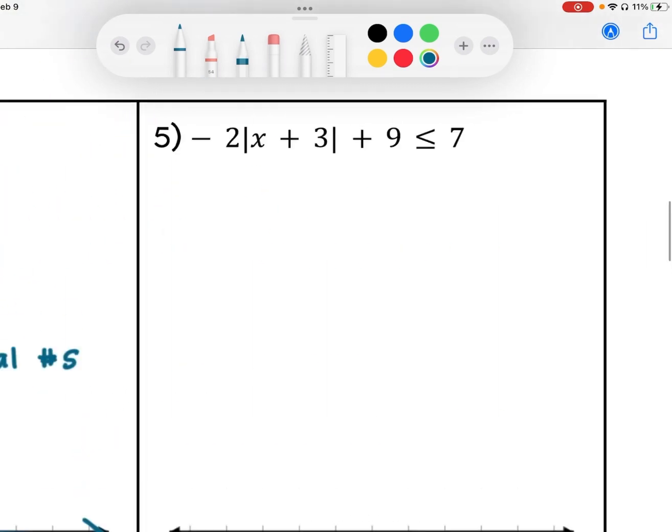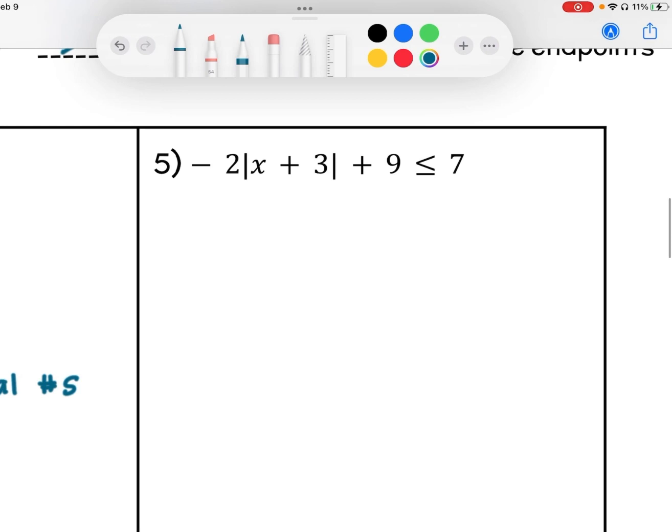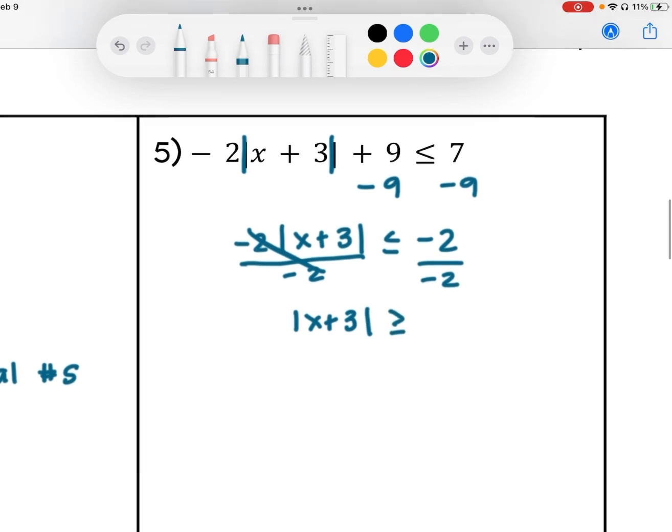All right, and then final one for inequalities, we're going to follow the same steps. So we're going to go ahead and isolate our absolute value bars. So subtract 9 from both sides. We have -2 times the absolute value of x plus 3 is less than or equal to -2. Divide both sides by -2. And we end up with the absolute value of x plus 3 is greater than or equal to, because we had to flip the sign, 1.